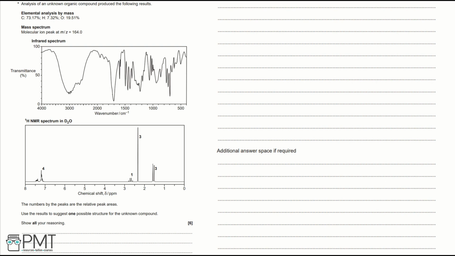Proton NMR in D2O is also shown. The numbers by the peaks are the relative peak areas. Use the results to suggest one possible structure for the unknown compound. Show all your reasoning. The first thing we're going to do is use the elemental analysis by mass to work out the empirical formula of our unknown organic compound.